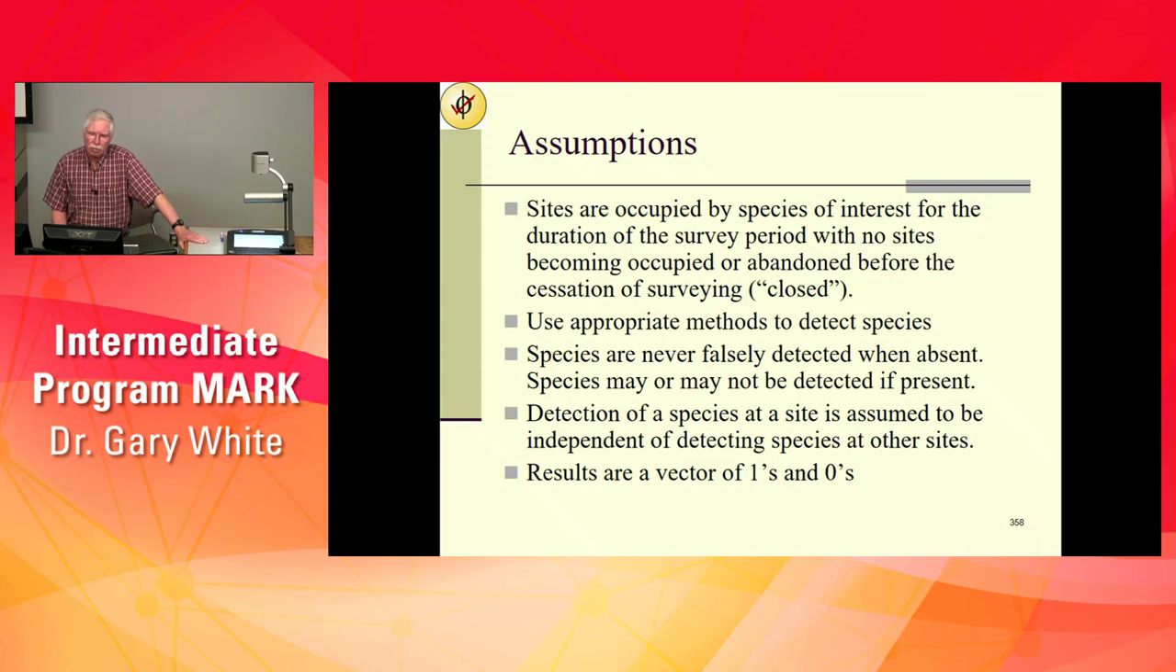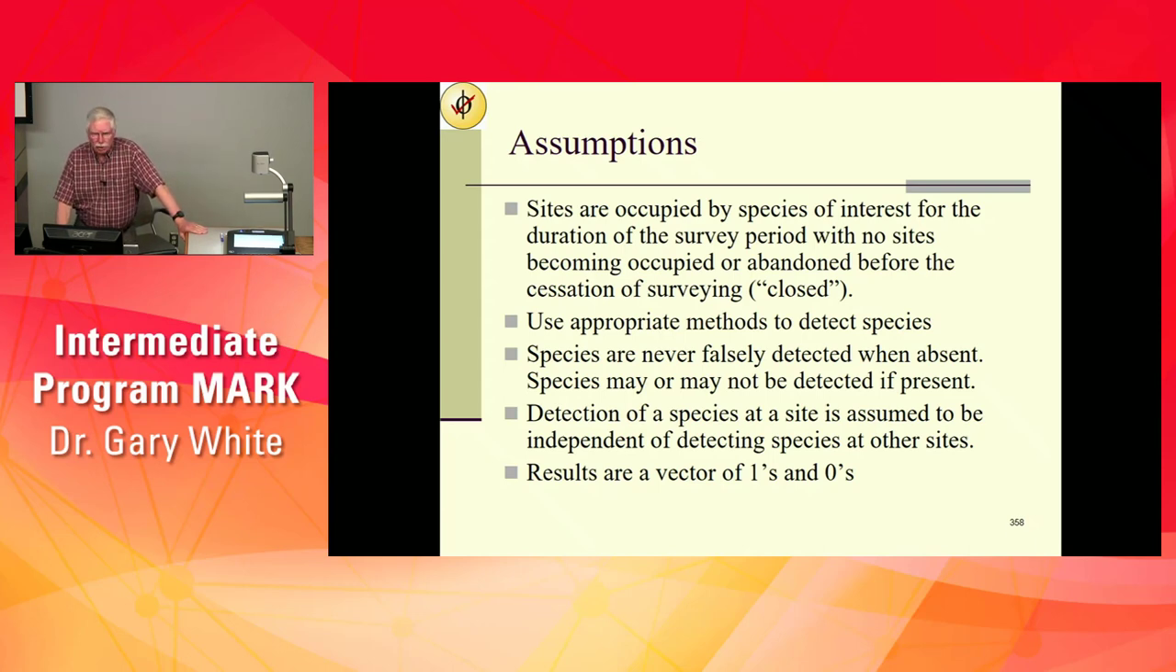In other words, you can't have two observers out there walking around and they're both working together, so to speak. In other words, if one of them sees the bird, sees a species of interest, the other person then writes it down. Yeah, they saw it too because observer A told them there it was. Obviously, that's lack of independence.